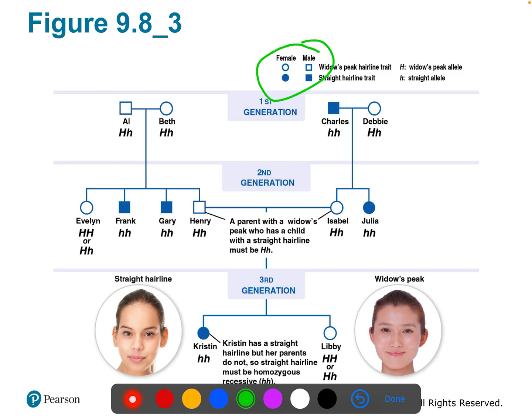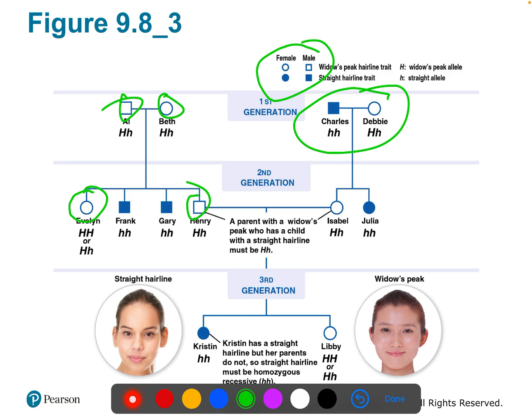And then you'll see when it's highlighted in blue, that indicates the recessive version of this particular phenotype on this particular pedigree. If it's not shaded in, like here and here, that's the dominant version. So you can see in the first generation, both Al and Beth are male and female, and both have the widow's peak. Whereas on this side of the family, Charles has a straight hairline, whereas his wife has a widow's peak.